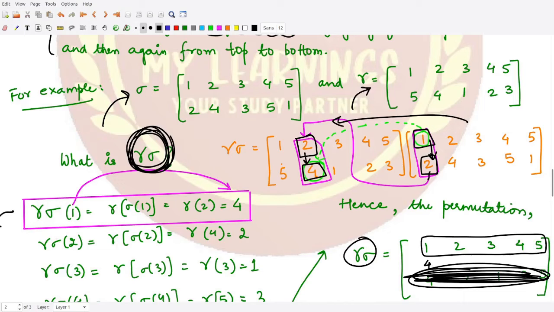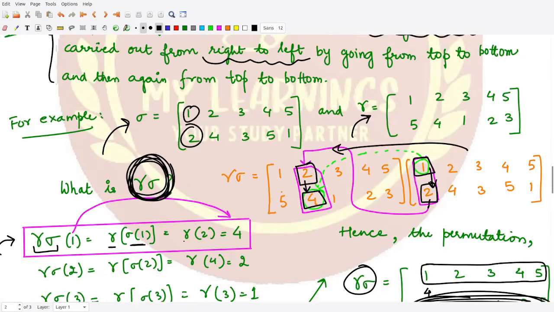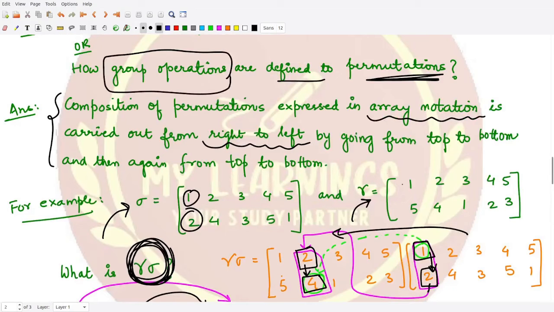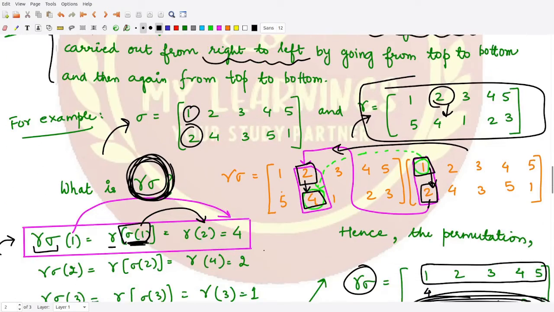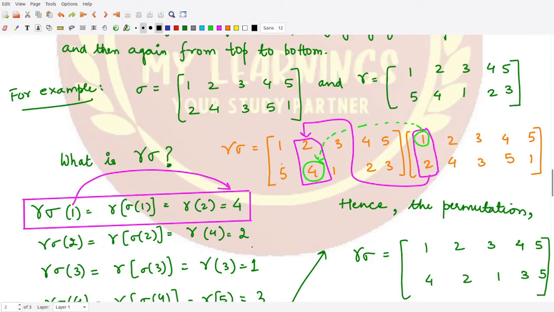In words, it is gamma sigma of 1. We have to find what 1 maps to under the composition of gamma sigma. You already know sigma of 1 is 2, so instead of sigma of 1 you may write the value 2. And what is gamma of 2? Under 2 we have 4. So 4 is your answer and you write it directly below 1. So let me clear all these things here. This is how we proceed in this case.